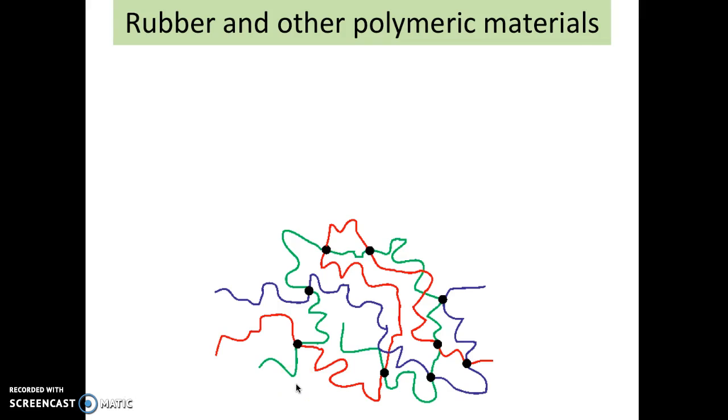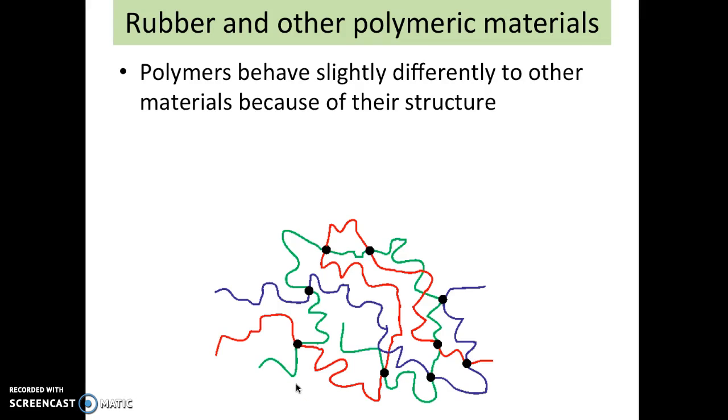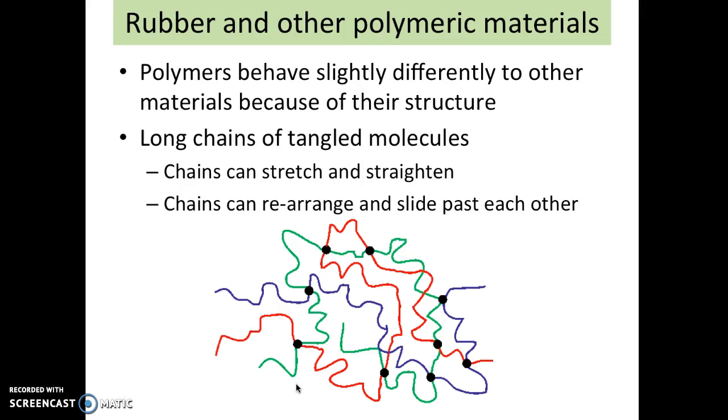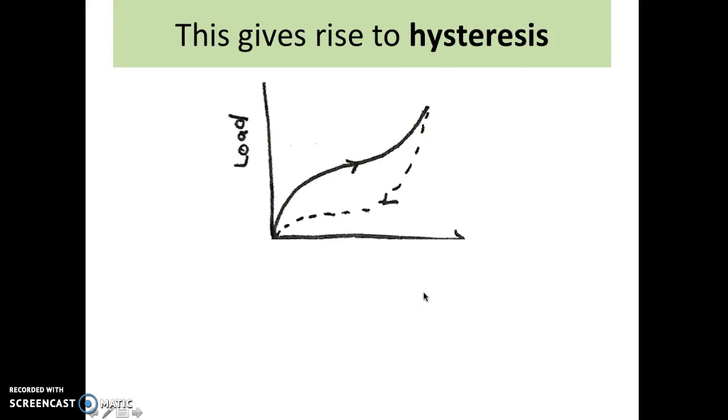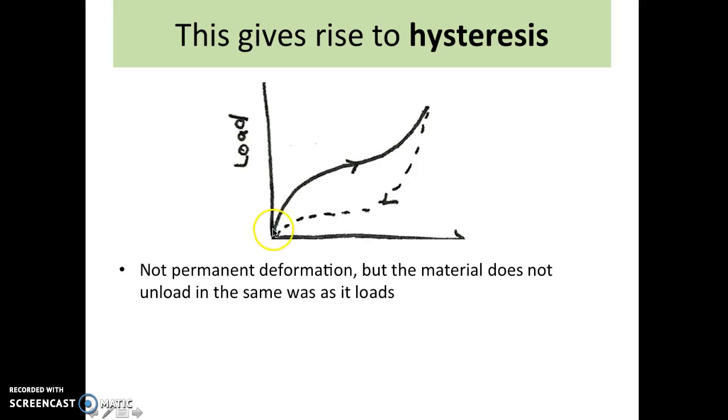Now, when I try to deform this material, I'll see that it behaves slightly differently to other materials because of this structure. So these long chains of molecules, when I apply a force to this material, the chains will begin to stretch and straighten, and the chains will actually start to rearrange themselves and slide past each other. This means that I get a force extension curve that looks a bit like this. Now notice this is my loading and this is my unloading, and I am coming back to zero extension, so I'm not getting permanent deformation.